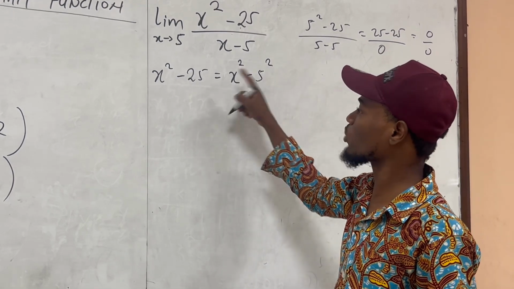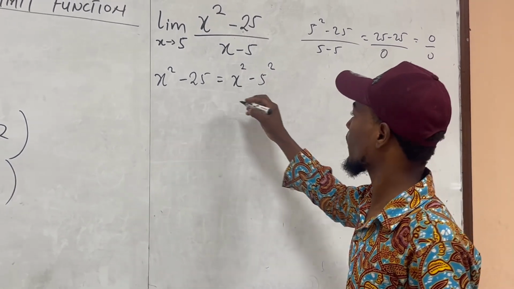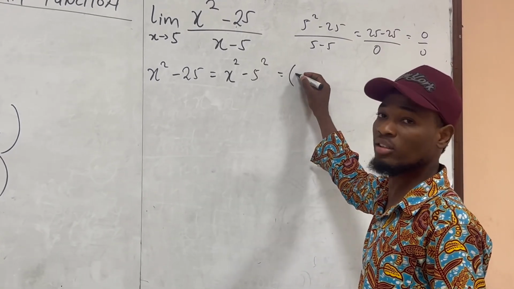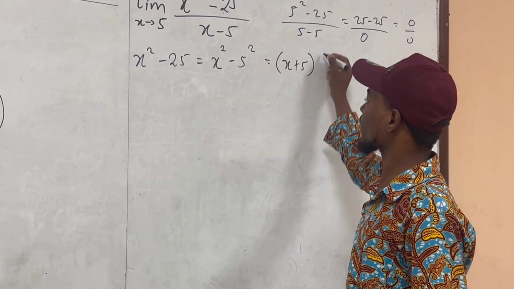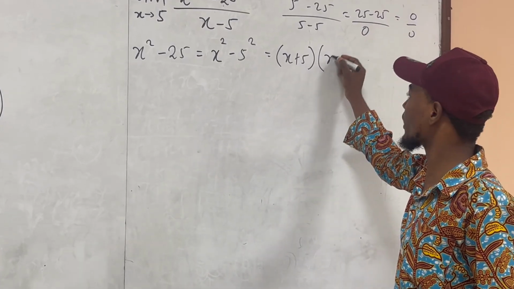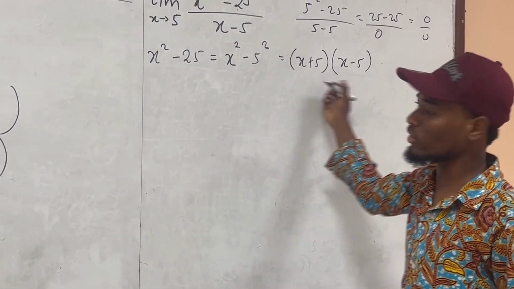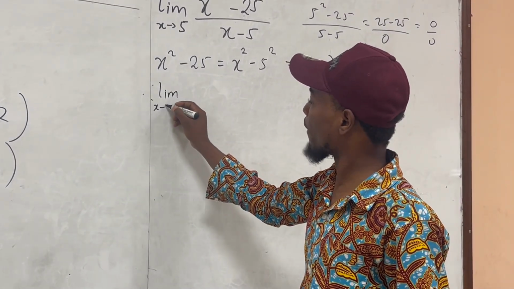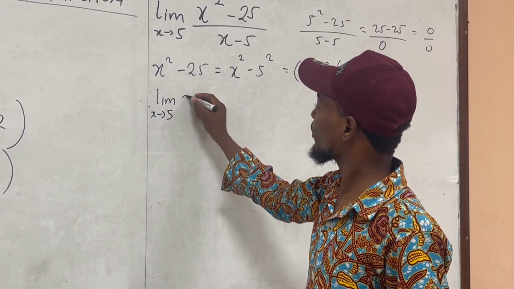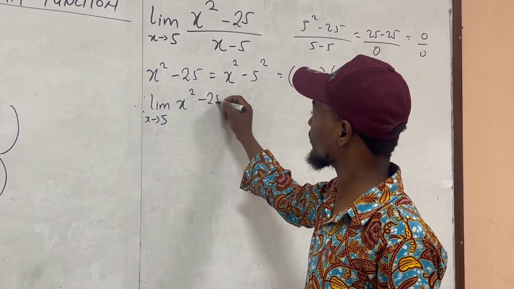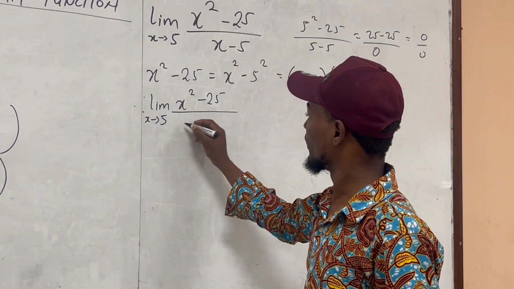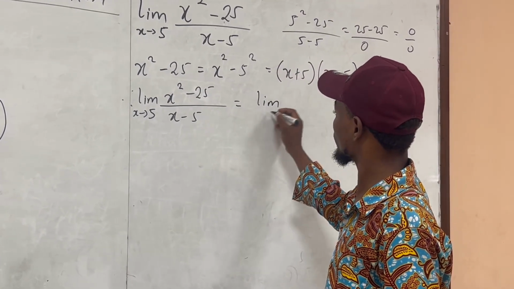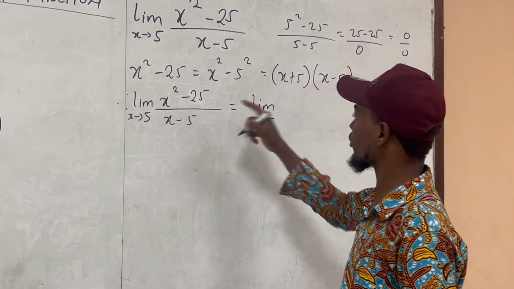5 squared, but 5 squared is what? The same as 25. And this is a difference of 2 squares, right? What do you do? You add the terms in one bracket, then in another bracket you subtract them, right? So (x + 5)(x - 5). So therefore, I can say that the limit as x approaches 5 of (x squared minus 25) all over (x minus 5) is the same as the limit as x approaches 5 of the numerator.